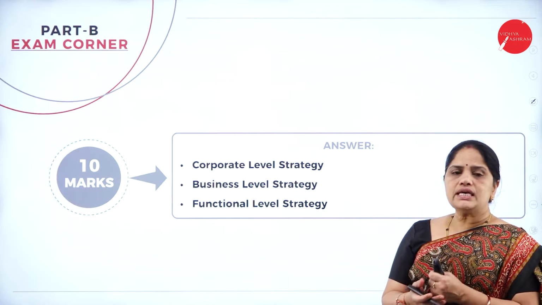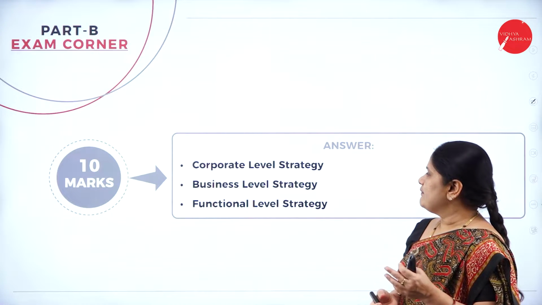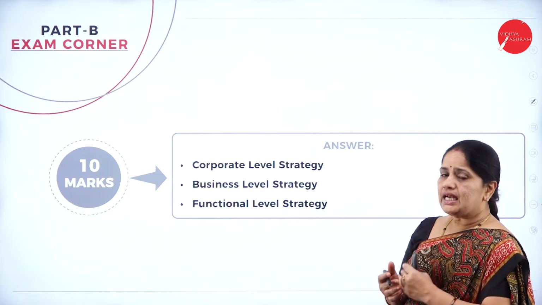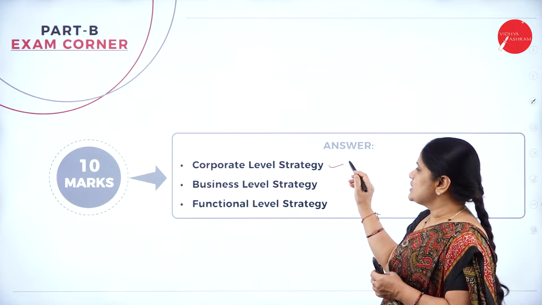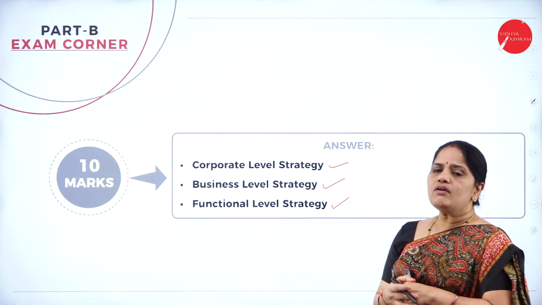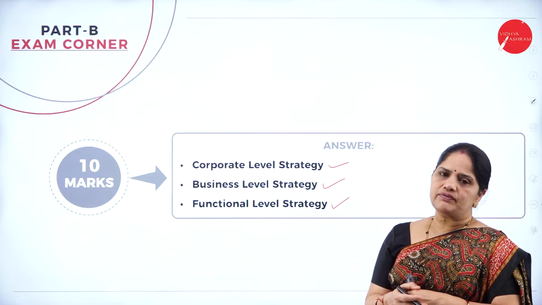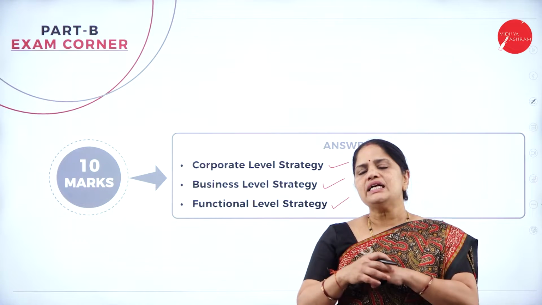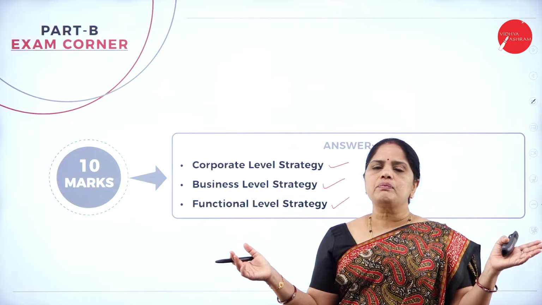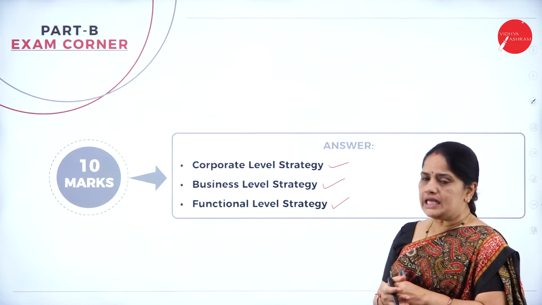Now, we all know that there are 3 levels in the organization, that is the corporate level, business level and the functional level. So in this we have the corporate level strategy, business level strategy and the functional level strategy. Now, what is this corporate level strategy? The corporate level strategy will be the strategy for the entire corporation. Whatever kind of business it has, for the entire corporation they make a strategy which we call the corporate level strategy.